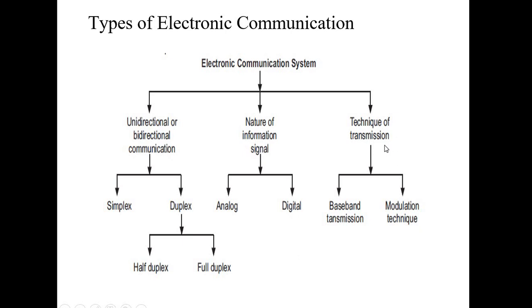The third way we can classify electronic communication system is based on technique of transmission. So when the electrical equivalent of the information signal is transmitted directly over the channel, then it is called as baseband transmission. The electrical equivalent of information signal is called baseband signal, and when we put baseband signal on the channel for transmission, the transmission is called as baseband transmission.